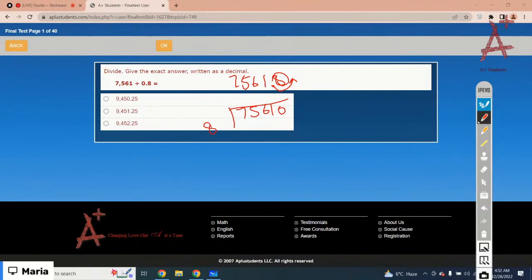It would be 9,451.25. Got it? It would be the second option. Just select the correct option, then click on the OK button. Got it, everyone?